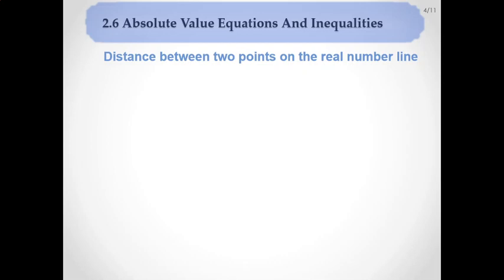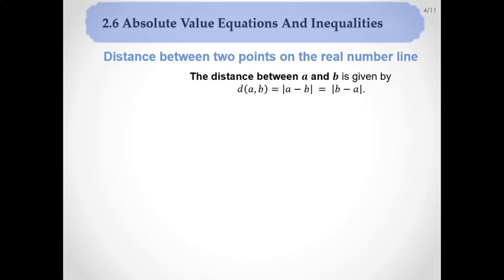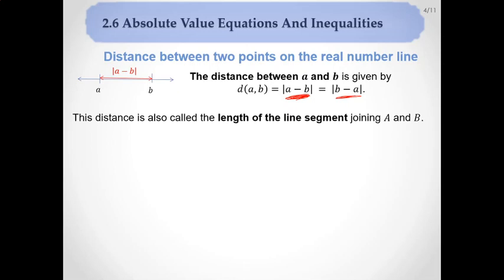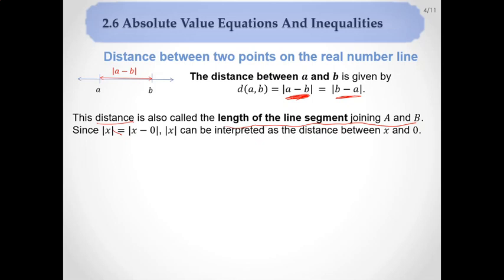And we can interpret the absolute value as the distance between two numbers on the real line, calculated by the absolute value of their difference. So, for example, you have a, you have b, and what is the distance between them? The distance between them is the absolute value of a minus b. So the distance is always positive. The distance is also called the length of the line segment joining a and b.